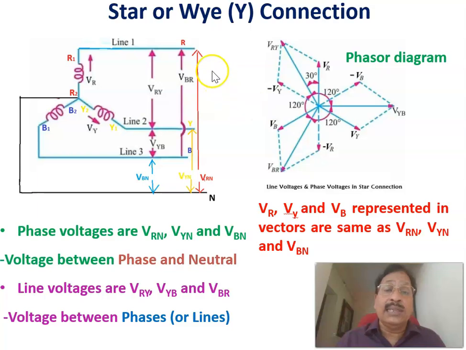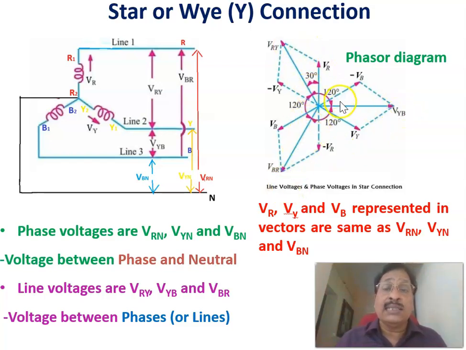From these phase voltages, you can calculate the line voltage. For example, to calculate VRY, VRY equals VRN minus VYN. This is VRN or VR, and this is minus VY. If you vectorially add these two vectors, VR and minus VY, by the parallelogram law, then the resulting vector represents the line voltage VRY. In the same way, you can calculate VYB, and this is equal to VBR.